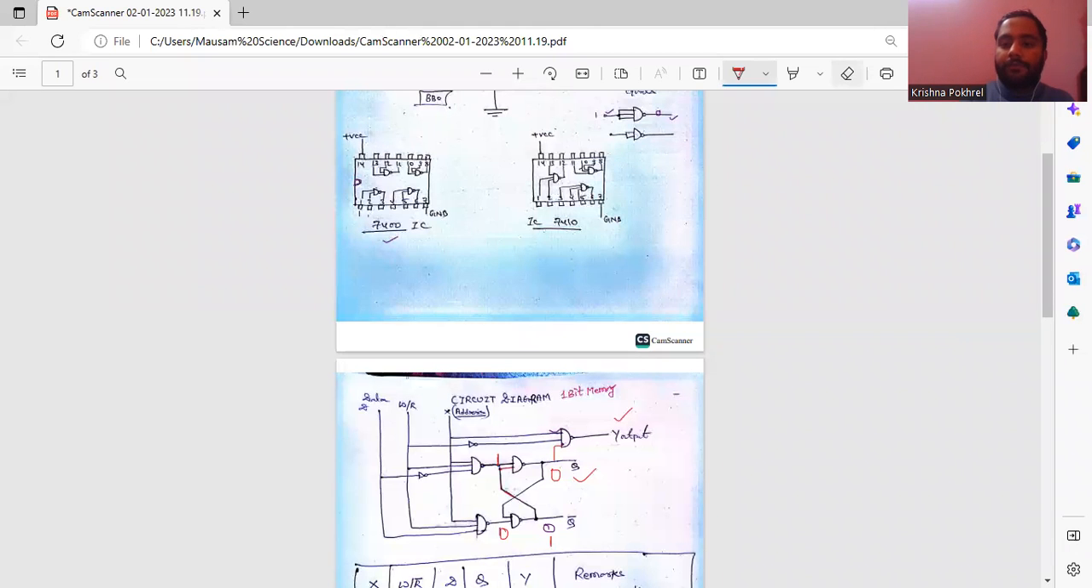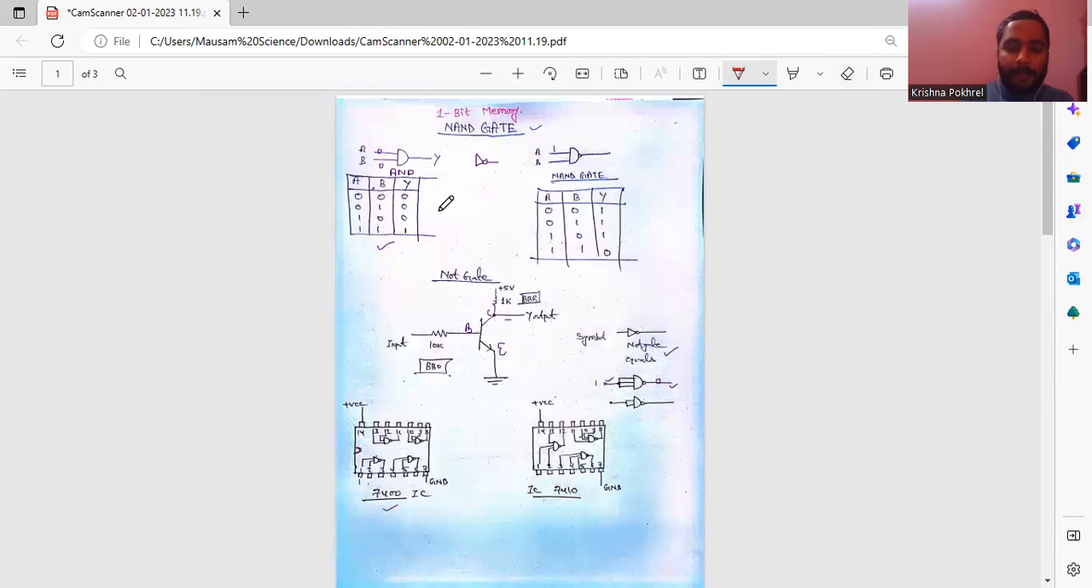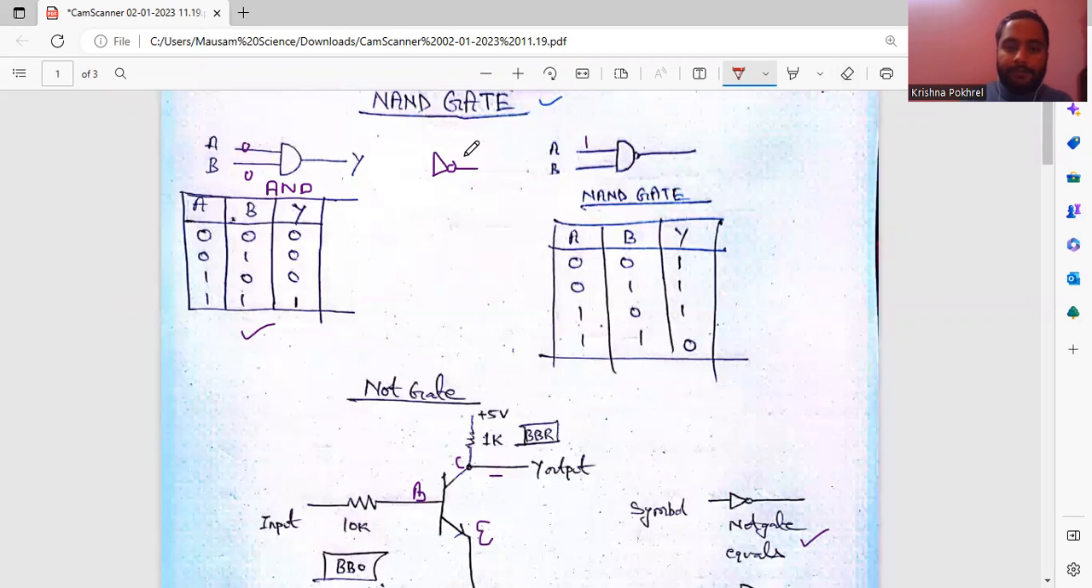Okay, I like to share this screen. I have already told before about this AND gate and NAND gate. In an AND gate, if both inputs are high, then only the output will be high, otherwise the output will be low. But if there is a small bubble in the AND gate, then this AND gate will be converted to a NAND gate.